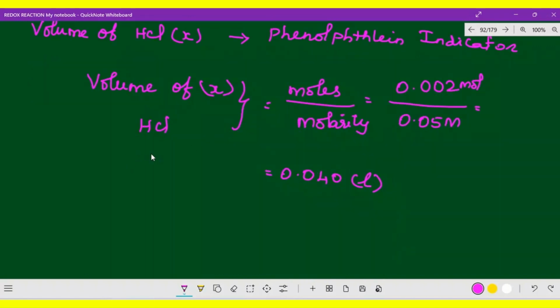So volume of HCl of X mL in the first reaction, when we are using phenolphthalein indicator in the first reaction. I hope you got that idea. So Na2CO3 plus X mL of HCl, you are getting NaHCO3. That point you are getting 0.040. That is the volume of HCl of the first reaction.